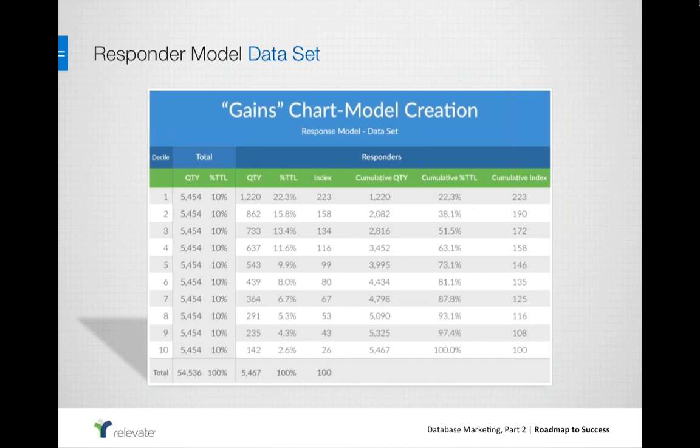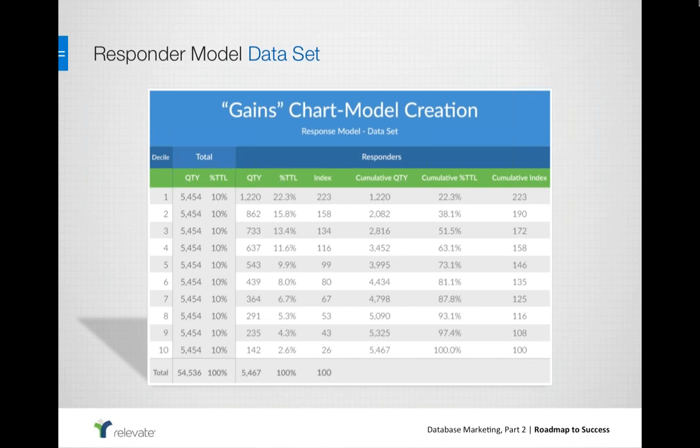Columns 4 and 5 show the distribution of the responses within each decile and the corresponding percent of total. You will notice that we have the highest percent of response in decile 1 and that it decreases as we go down the scale. That is what we would expect and we want to see.